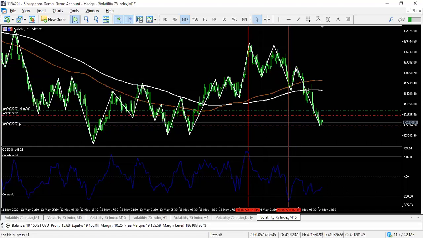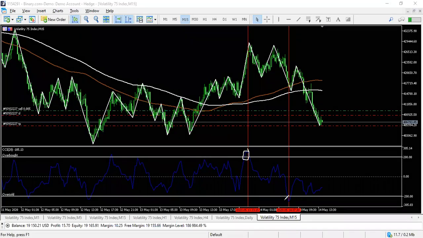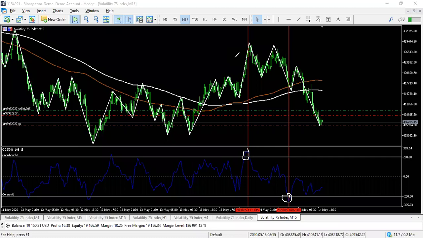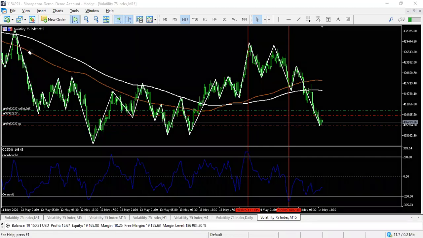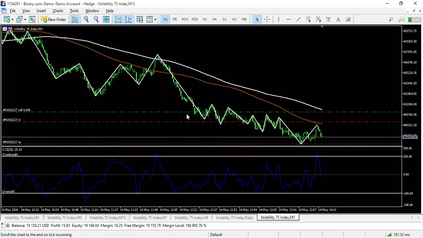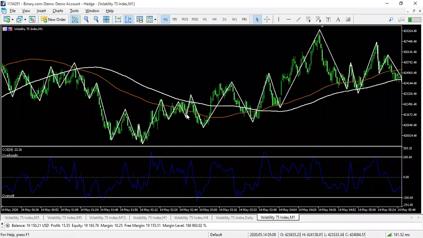Now, when you see the CCI go beyond plus 200 or below minus 200, what you need to do is position yourself on the 1 minute time frame. So I'm going to go to 1 minute right now, and I'll take the two examples that I've highlighted. So I'll have to go back on the 1 minute. Okay. This is the first one.